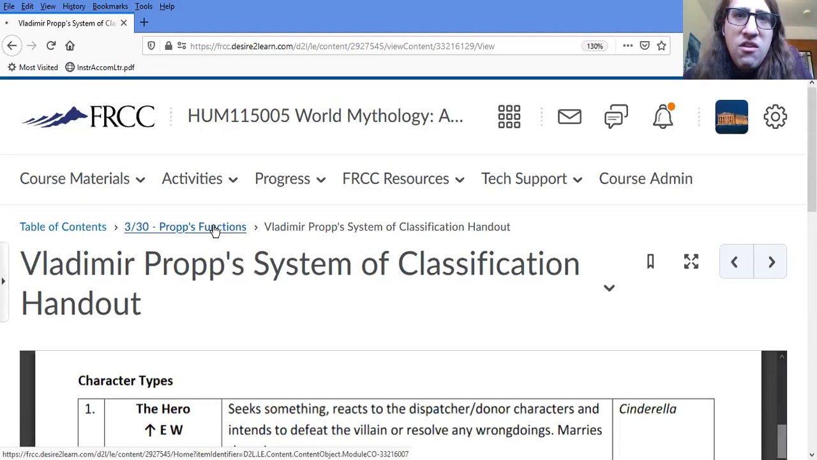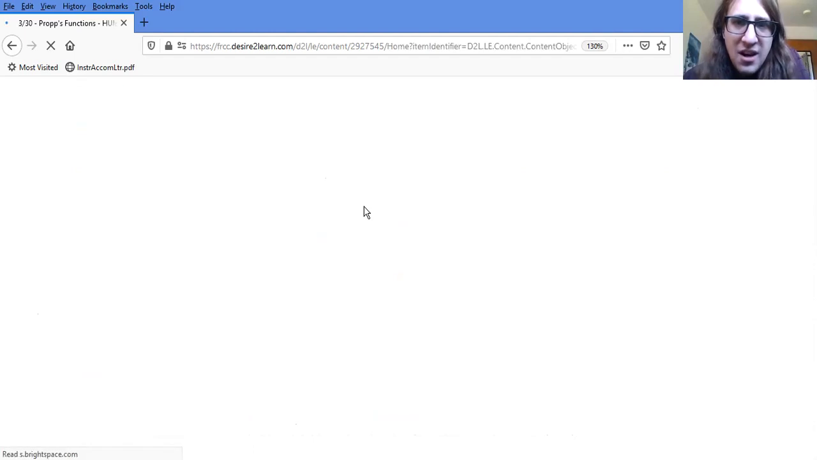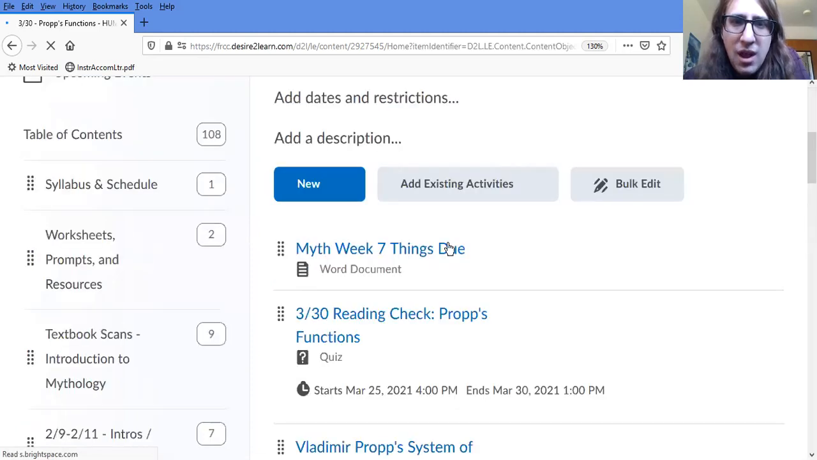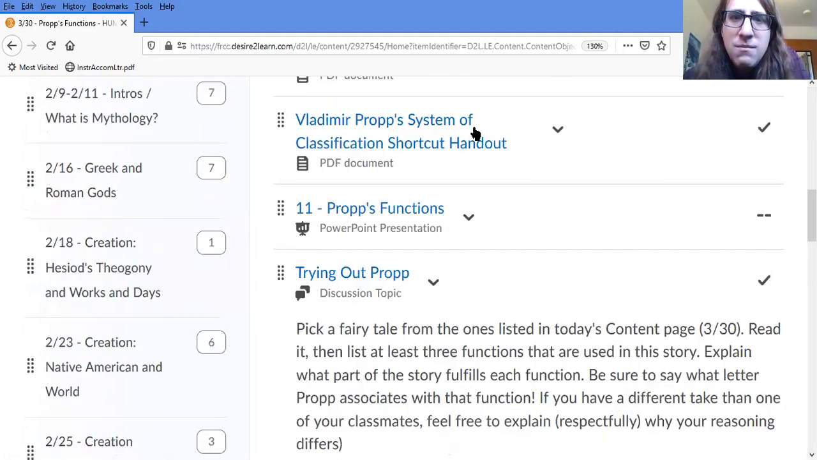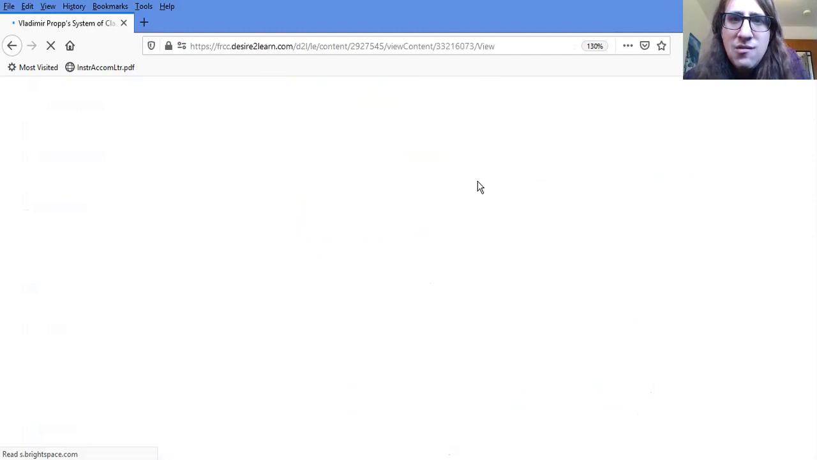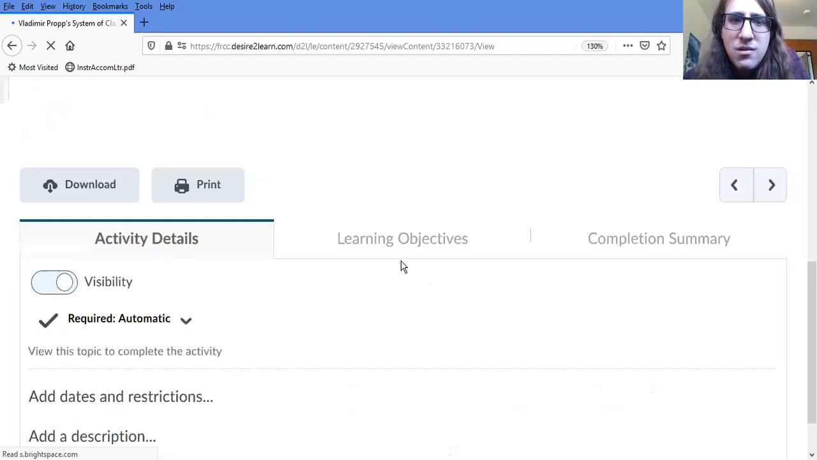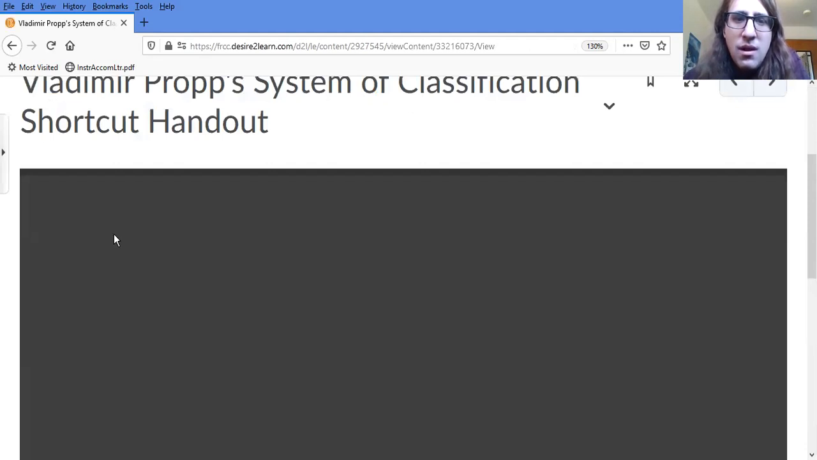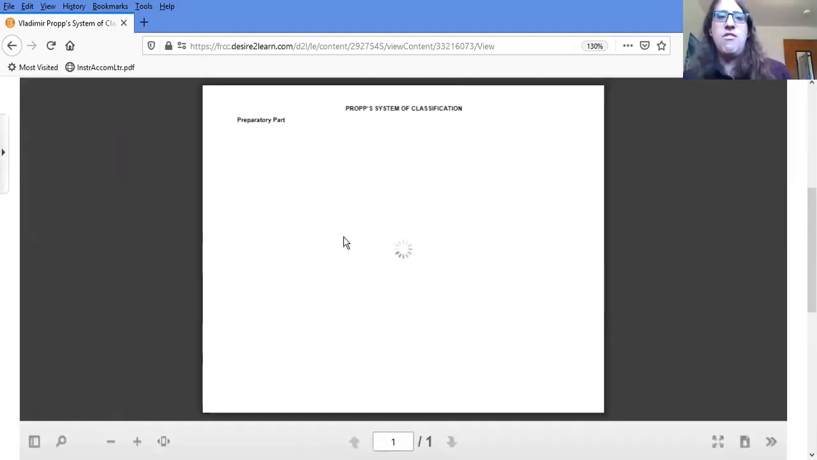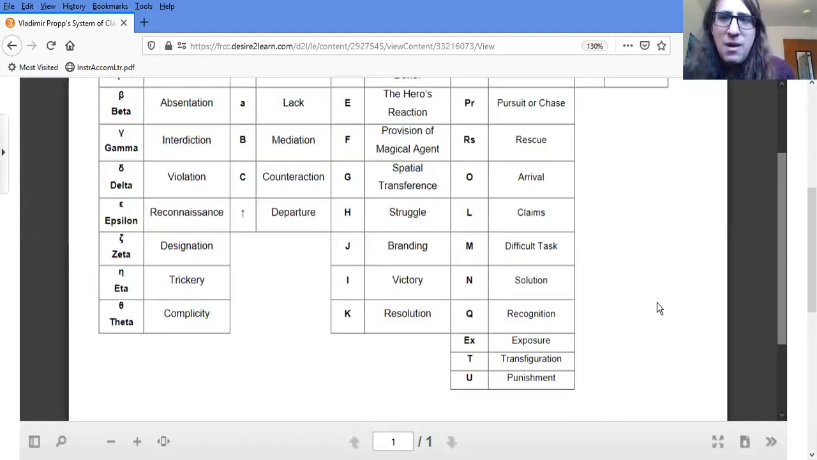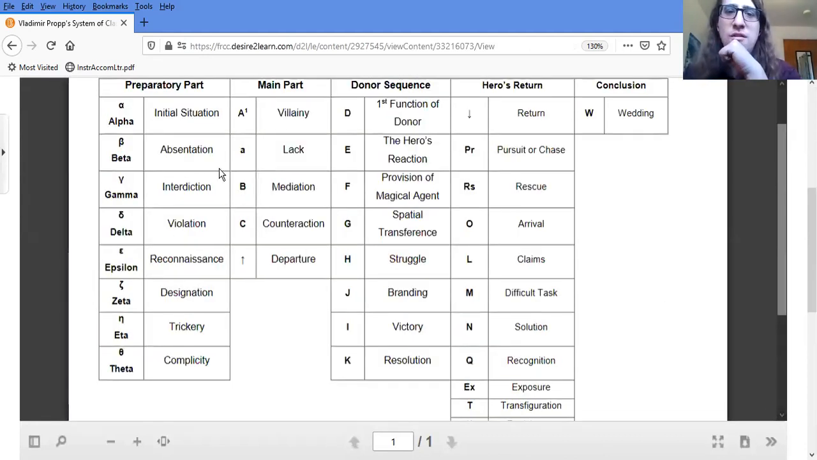So let's look at the simpler handout too while we're at it. This cheat sheet here. This is the shortcut handout, the smaller one. All right, so this one is very handy, but can be a little misleading, so I wanted to talk about it. This is basically all 31 functions, and just a quick little name for each of them.